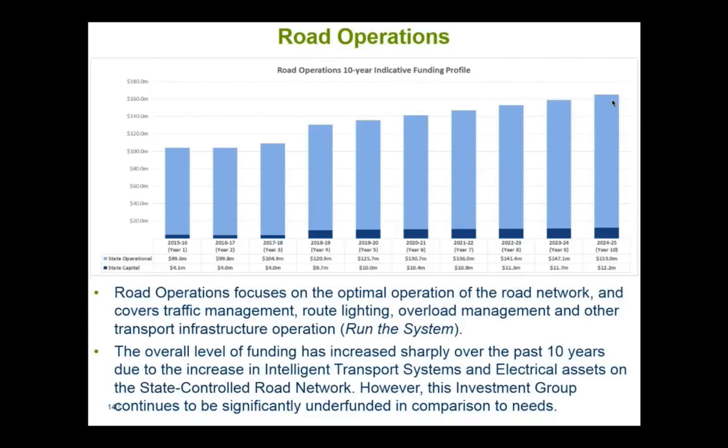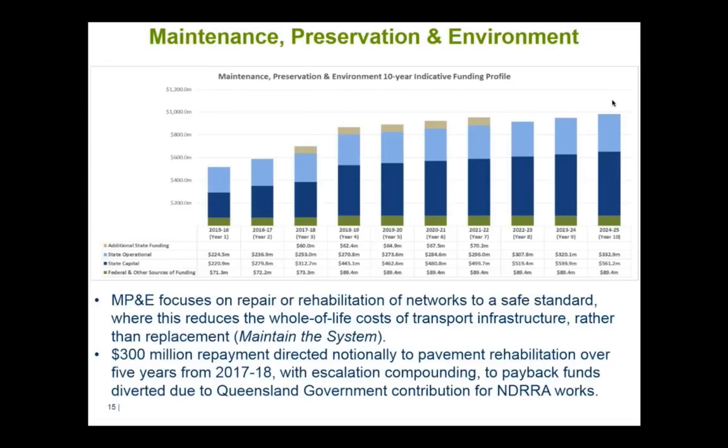So on our road operations and run the system, despite the fact that we have an overall decline in our overall level of investment in those forward funding profiles, the operations component is steadily increasing through that time, recognising that we have an expanding asset base with our ITS and electrical systems, and we still need to fund the power to our lighting infrastructure and against steadily increasing electricity charges. Likewise, for our maintenance of the system, which is our maintenance, preservation and environment investment group, we're steadily increasing over the system, making sure that we're trying to attain sustainable levels of investment in our current network.